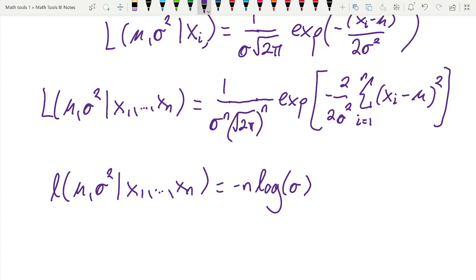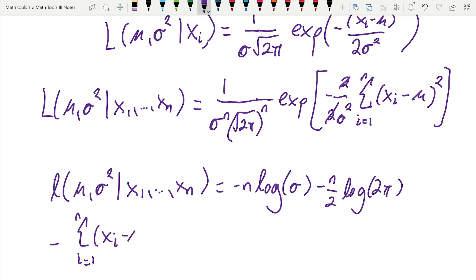sigma, minus n over 2 log of 2 pi. When we say log here, we mean natural log, but it doesn't really matter what the base is. And then this just goes away, and then we have minus, and these twos could have canceled out, by the way, minus the sum from i equals 1 to n of (xi minus mu) squared over sigma squared. Okay, so this is the function we're working with.